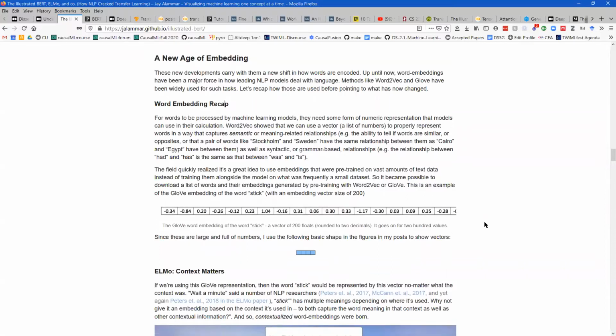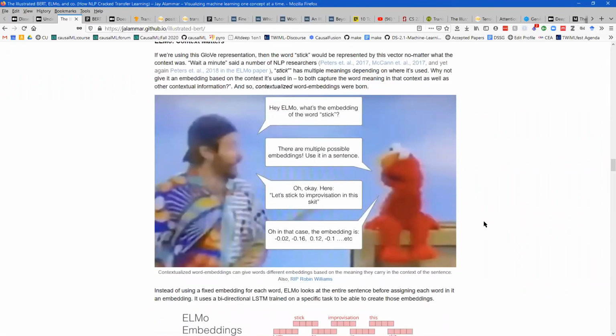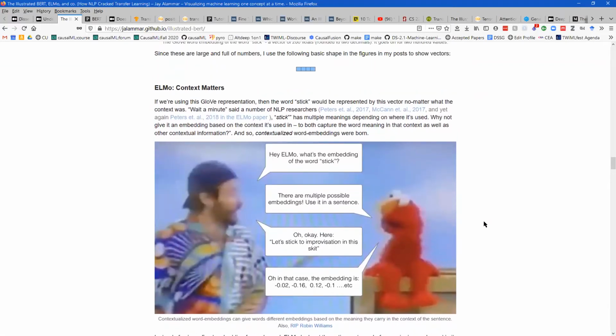But then ELMo came in, and its main contribution was that, this is a good cartoon that says it, ELMo actually changes the embedding of the word with respect to the context that it's in. So it's called contextual embeddings. And so the embedding of a word wouldn't be the same from task to task. The embedding of the word would depend on what task you're trying to solve.